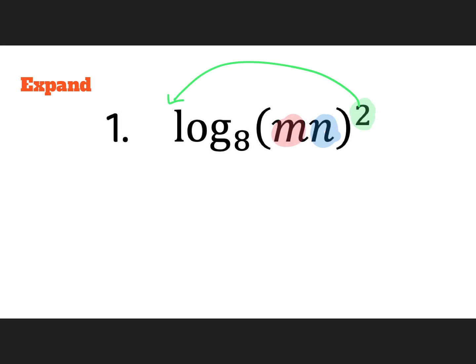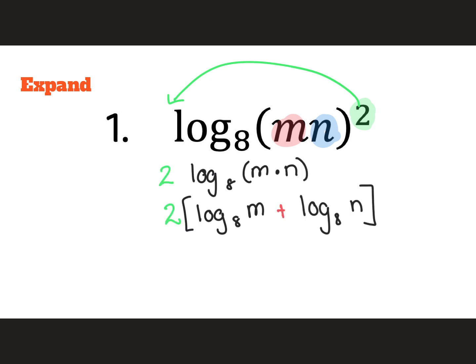Now I can split up that inner product. So it will be 2 times log base 8 of m plus log base 8 of n. And lastly, I can distribute this 2 to both of these to make this 2 log base 8 of m plus 2 times log base 8 of n. So again, notice they have the same base.